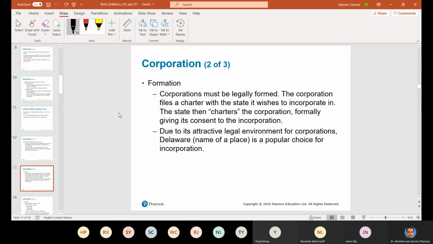Okay, formation. A corporation must be legally formed. The corporation files a charter with the state it wishes to incorporate in. The state then charters the corporation, formally giving its consent to the incorporation. Due to its attractive legal environment for corporations, Delaware, I guess, is the name of a place in the US, is a popular choice for incorporation. If I'm not mistaken, each state has its own rules and regulations related to corporations. Of course, people who intend to open a corporation are going to go somewhere with more lenient rules and regulations, and in the US many people prefer Delaware. I don't know if the pronunciation is correct, but it's the name of a place.